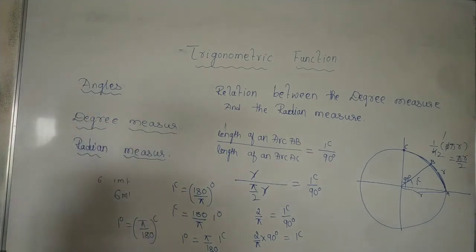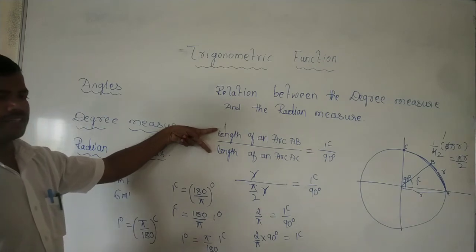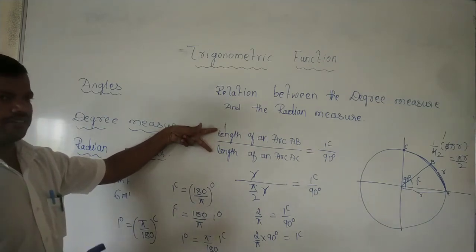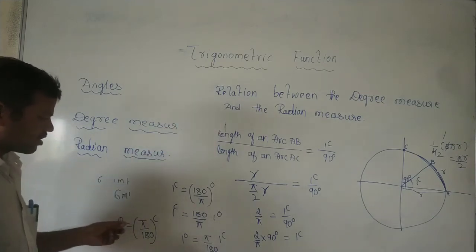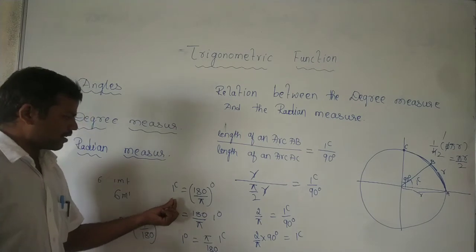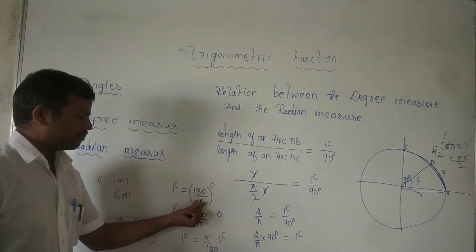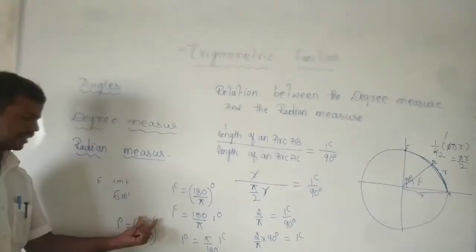So here we got the two relations between degree measure and radian measure by using this property, which we have studied in previous classes. Using what we studied in the previous class, we make the connection: 1 radian is 180 divided by pi degrees, and 1 degree is pi by 180 radian.